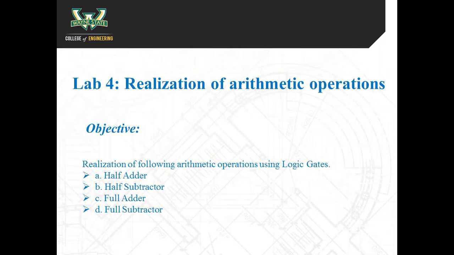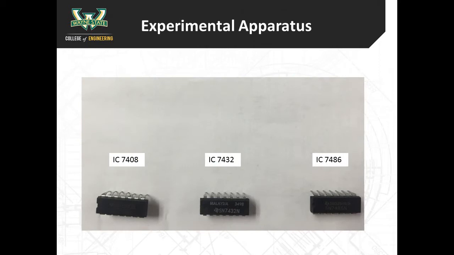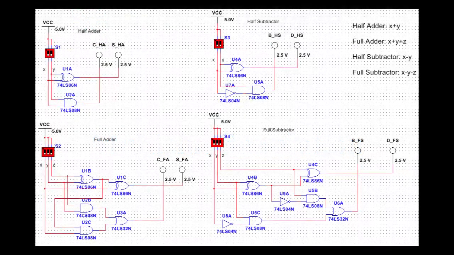In this experiment, we will design basic arithmetic operations such as addition and subtraction of 2-bit and 3 bits. We are using AND gates, OR gates, NOT gate, and XOR gates for building this circuit. The circuits can be simulated in Multisim as shown here, and check the truth table.